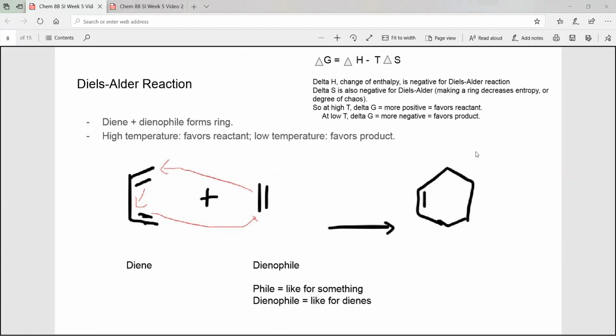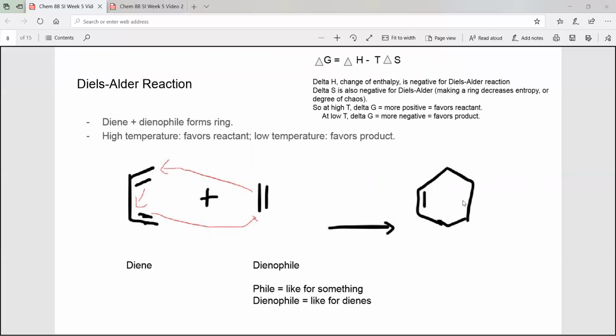The products are favored at lower temperature, and the reactants are favored at higher temperature. The reason is as follows. The equation is delta G equals delta H minus temperature times delta S. And if delta G is negative, then the reaction is favored. Delta H, or change of enthalpy, is negative for this reaction. Delta S, or change of entropy, is also negative because a ring is being formed, so less degree of chaos. So at higher temperature, the delta G is more positive, so the reactant would be favored. And at a lower temperature, delta G would be more negative, so the product would be favored.